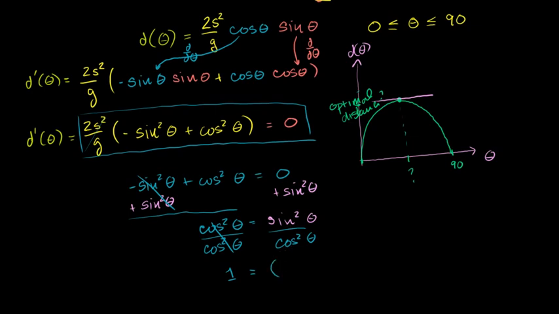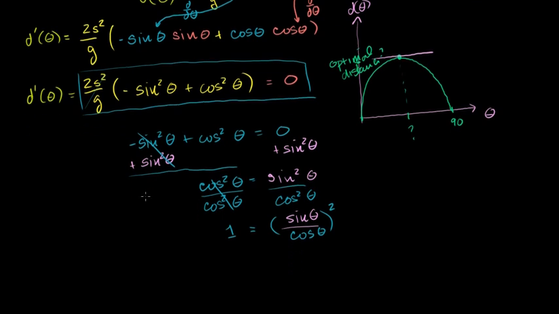Well, that's the same thing as sine of theta over cosine of theta, that whole thing squared, right? You have a square divided by another square, which is the same as the numerator divided by the denominator, squared. And what's sine of theta divided by cosine of theta? Well, that's just the tangent of theta. So we have 1 is equal to the tangent squared of theta.